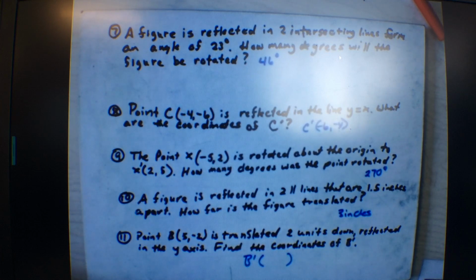Is that a 3 or a 5? That's a 5. So if we go 2 units down, it'll be 5, -4. Right? That's 2 units. Two units down would be 5, -4. It's reflected across the y-axis, so it'd be a -5. Yeah, it's -5, -4.